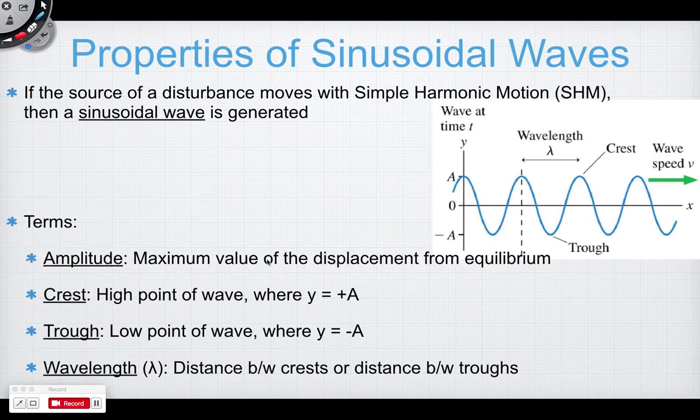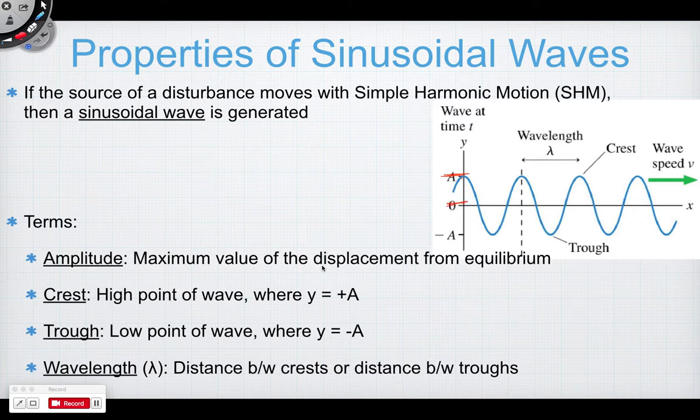If I take my snapshot graph and look at this, and again, if I went back to an ocean wave or something like that, I would see sinusoidal motion like we see here. The individual particles would move up and down just like simple harmonic motion. So we're going to start adding terms to this. Here's my maximum. First one is amplitude. We know that. Our maximum value from equilibrium.